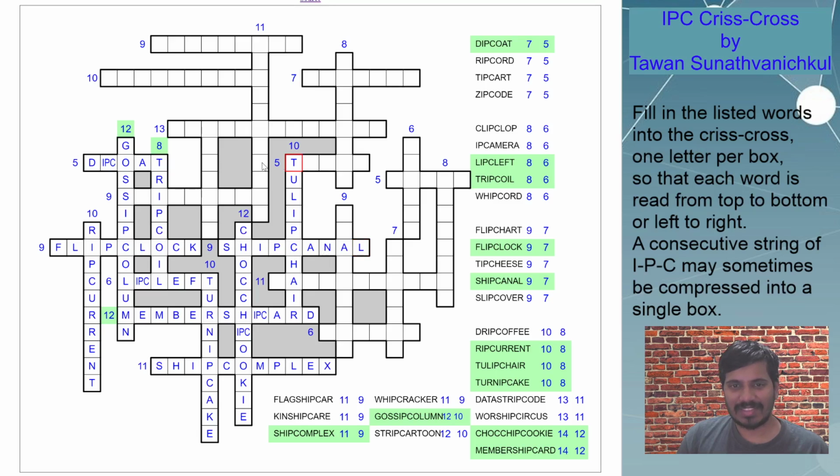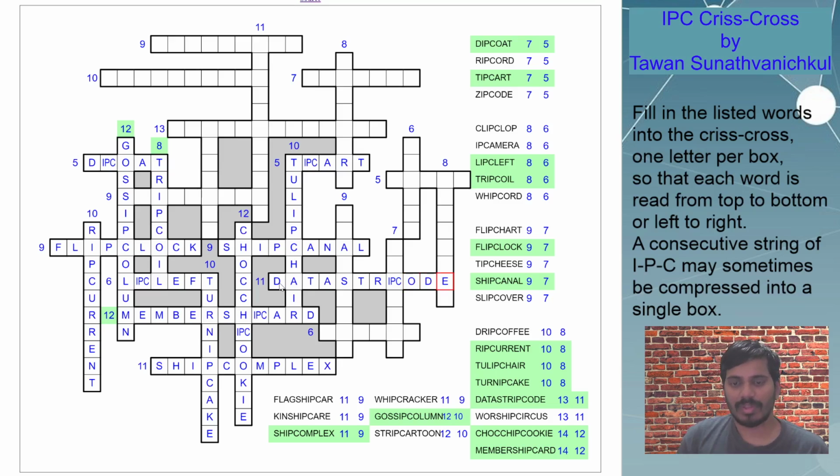And then now we can see the 5-letter word which starts with T, and I can see there's only one word which is tip card. So T compressed, ART. Then I can look for here probably the 11-letter word with second alphabet as A. And I can see it's not flag, not kin, not whip, not data, yes, worship, no. So again, there's only one word which fits there. So data stripe. Let's go ahead and fill that. And I know it needs to be compressed, data strip code.